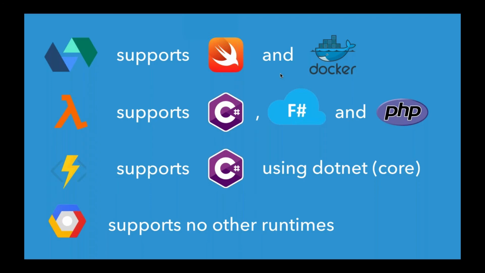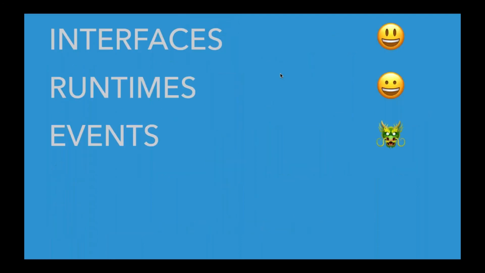So again, runtimes are something to consider, especially if you want to move apps between providers or you're thinking about which provider for which application. Not all providers support the same runtimes. As I said, it's not super difficult if you're sticking to some of the core ones like Node, but if you want to use something like Swift or F#, you're generally going to only have one vendor to use.